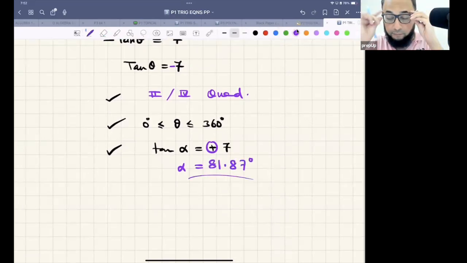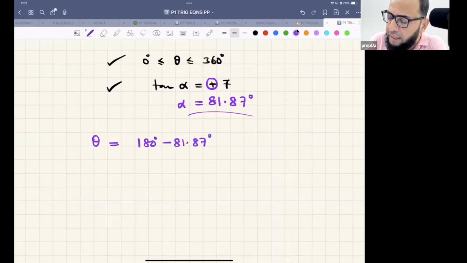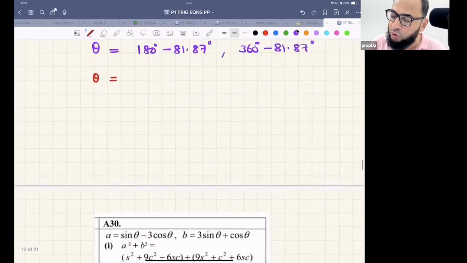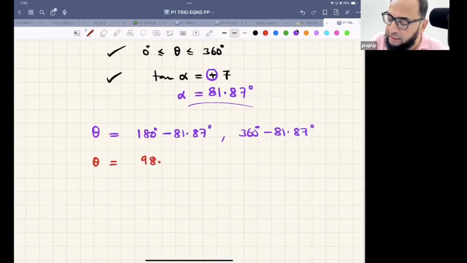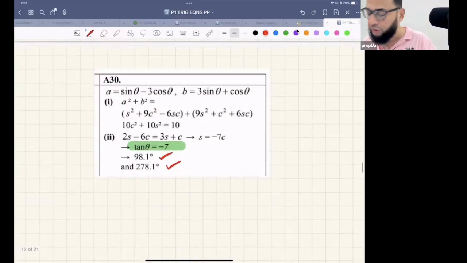Okay, so far so good. So now theta comes out to be 180 minus 81.87, and this is 360 minus 81.87. And that is the answer that's written over here. That comes out to be 98.1 and 278.1. This is given correct to 1 decimal place. So that's how this question is done.